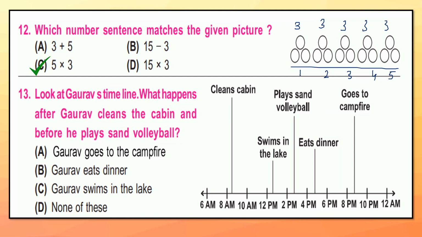Question number 13. Look at Gaurav's timeline. What happens after Gaurav cleans the cabin and before he plays sand volleyball? So this is the timeline here: 6 a.m., 8 a.m., 10 a.m., 12 p.m. After he cleans the cabin and before he plays sand volleyball, so this is the time he's playing sand volleyball. What happens after he cleans the cabin? He is going to swim in the lake before playing sand volleyball. So the correct answer is Gaurav swims in the lake, option C.